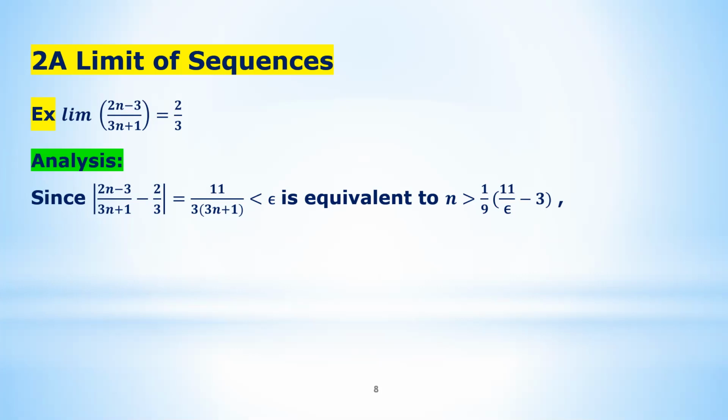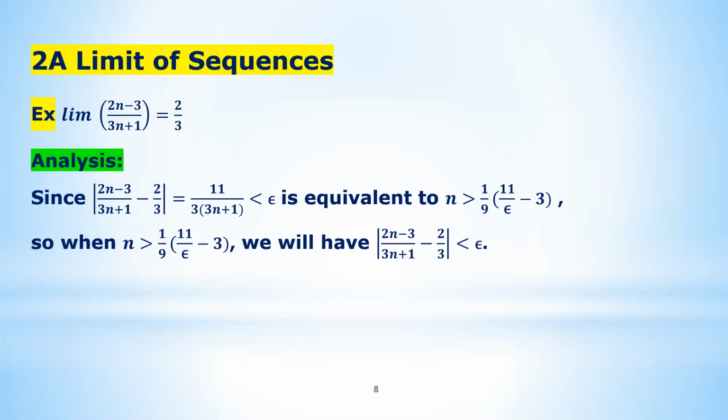This means that you want to solve this inequality: 11 over 3 times (3n + 1) is less than epsilon. Now this inequality can be solved easily because you can flip the inequality and then you can find out that as long as n is greater than 1/9 times (11 over epsilon minus 3), then this inequality will be satisfied. So this tells us that when n is greater than this, we will have the desired result. That's the difference between the term and the limit is less than epsilon, right?